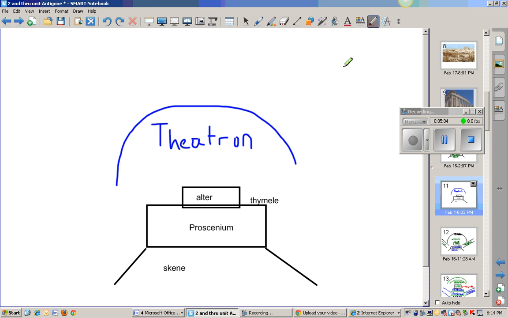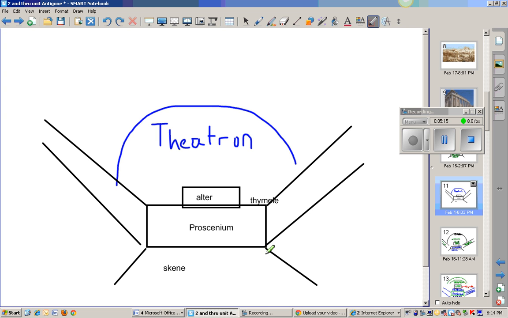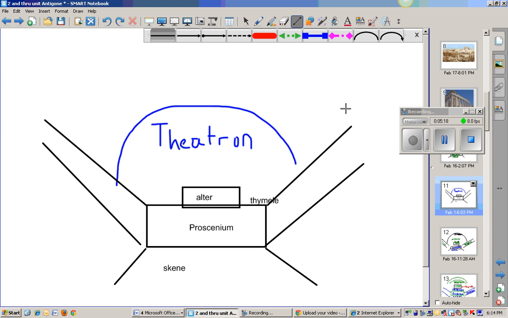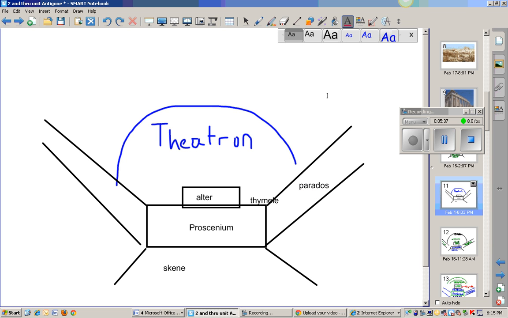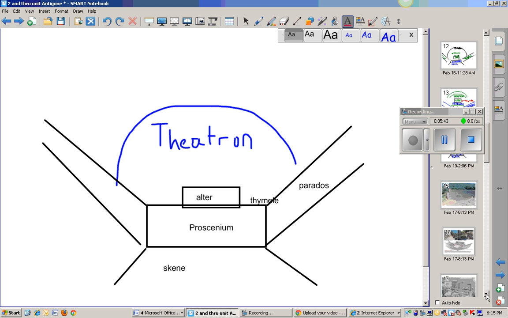There's a couple more components to this. Over here, there are these chutes that come out of the theater. Those chutes, that's where the chorus walks down, and those little corridors are called the parados. It's the same word as it was the letter B in the structure of the play. So the parados is here, and that is where the chorus comes in. So I recognize this is a little hard to follow, so I am going to show you what it actually looks like in real time.